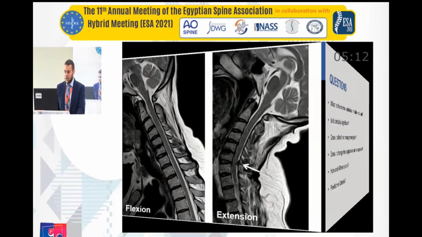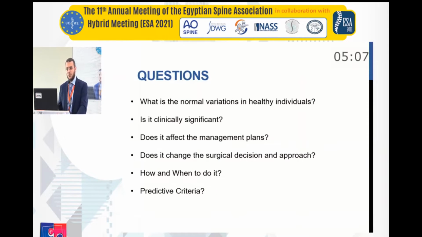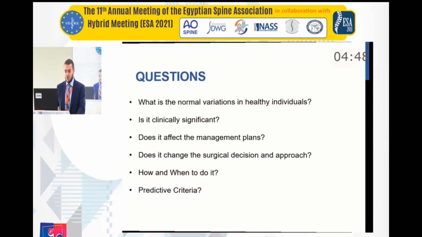So the question is, we have a normal physiological change that happens while we are moving our neck, but what is the clinical significance of this? It may change your management plan and your decision, instead of going from the front, to go from the back. How do we do this, and what are the predictive criteria? Who is the patient that I need to ask for a dynamic flexion-extension MRI for?